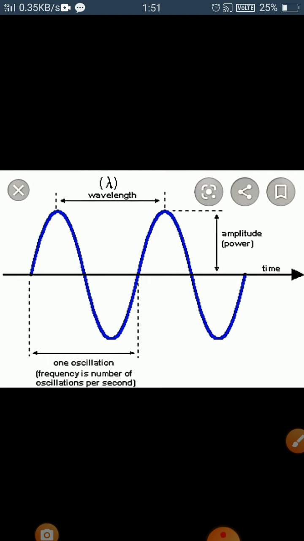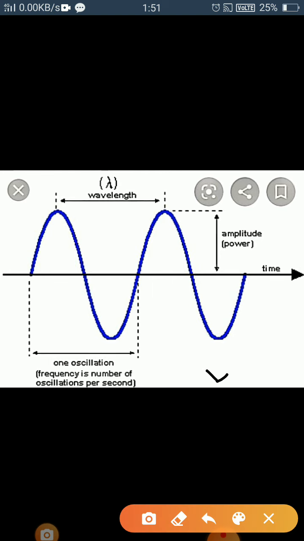So here you are seeing the sound wave. In this way, a sound wave is formed. First is frequency. What is frequency? Frequency is the number of vibrations made by an object in 1 second. It means how many times a wave vibrates in 1 second, and it is denoted by nu. It is just like a V, but slightly tilted, and the SI unit of frequency is hertz.